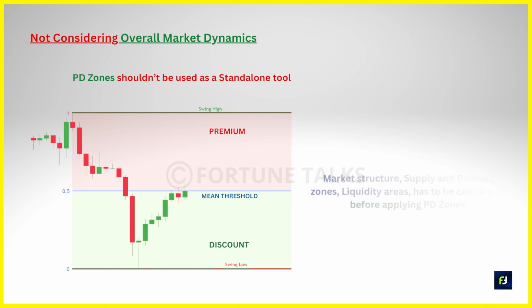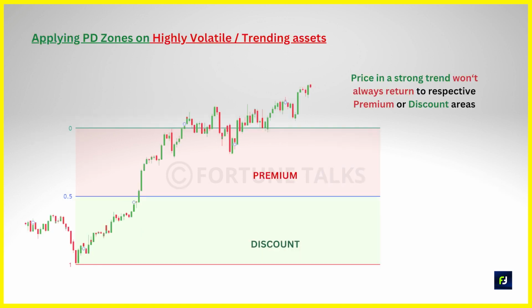So without conducting an in-depth analysis of prices using concepts like market structure, supply-demand zones, liquidity, etc., which help to get the idea of the market direction, it is not even worth choosing a Fibonacci tool to plot premium and discount zones. The other common mistake that traders fall into is using premium and discount zones in those markets or assets that are either extremely volatile or those which are trending strongly in one direction.